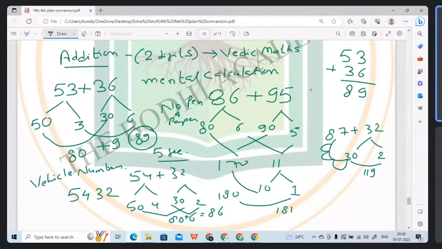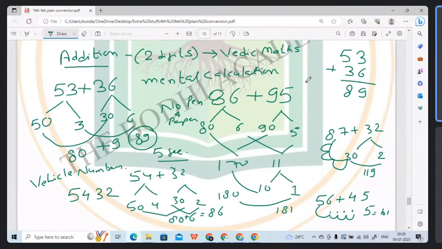Again, for example, 56 plus 45. Break 45 into 4 tens and then 5. So 56, 66, 76, 86, 96. 96 and 5 is 101. So 101 is my answer. This is the way you can do the addition mentally.